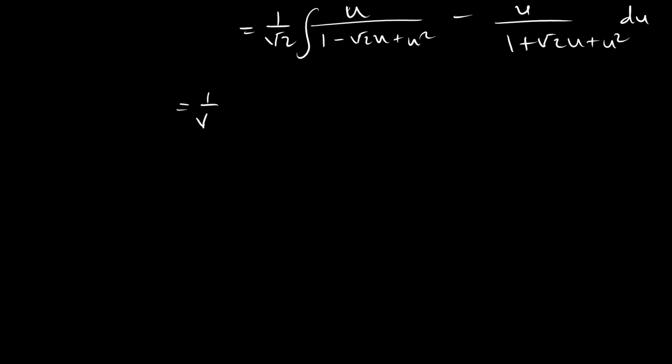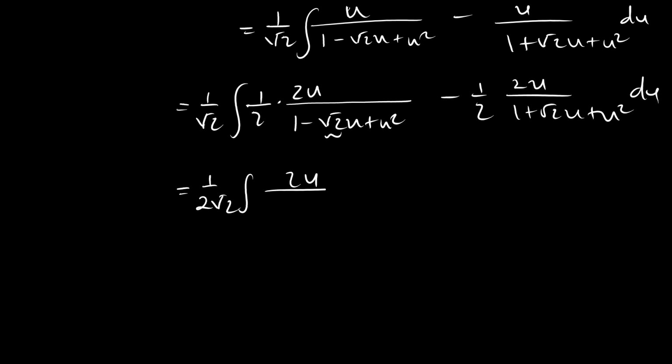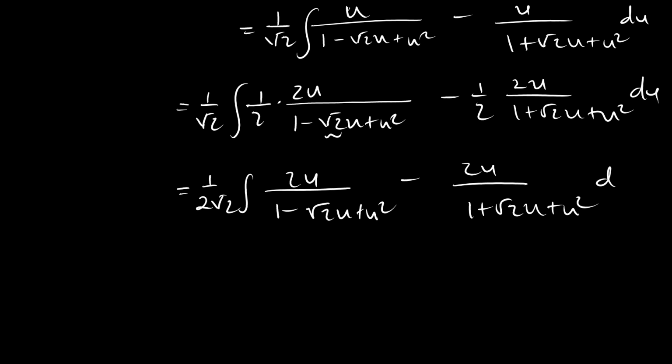I could also re-express this as half times 2u over 1 minus 2u plus u squared minus half 2u over 1 plus root 2u plus u squared du. Now we do have something missing here, so let's just pull the 2 out here so that we have 2u over 1 minus root 2u plus u squared minus 2u over 1 plus root 2u plus u squared du.